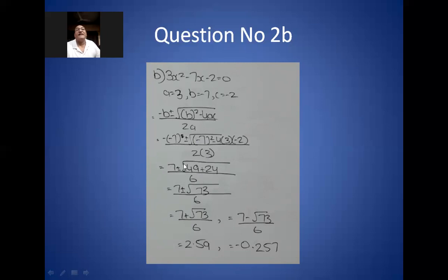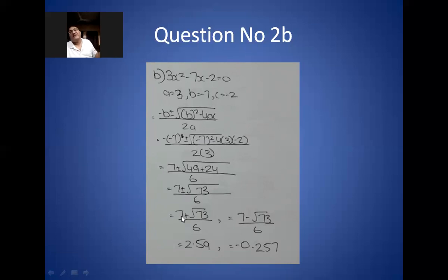So here you have a plus 7 plus or minus. When you take a square of the minus 7, it becomes positive 49. Minus minus will be plus, so you will have plus 24 here, divided by 6. So 7 plus or minus under root 49 plus 24 is 73, divided by 6. So here we have two options.